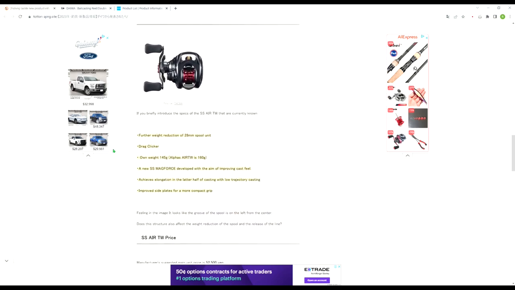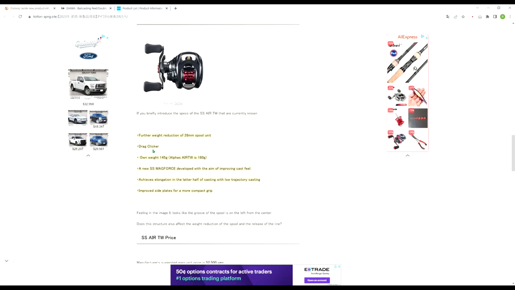And here it is right here in yellow. Now the first thing is that it says further weight reduction of the 28mm spool unit. So right now the STEEZ Air and Alpha's Air, their spools are somewhere around 6.2 grams. So I expect the SS Air TW spool to be under 6 grams to combat the MDL3 spool of the 22 Aldebaran BFS. It's going to come with a drag clicker.